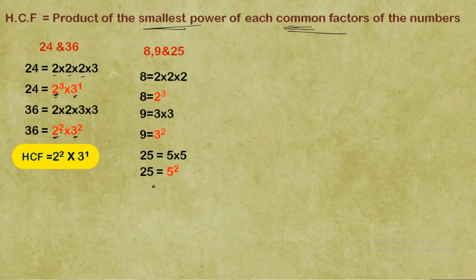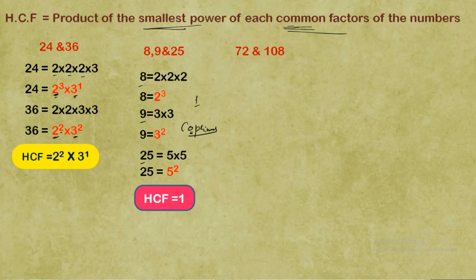When this type of case arises, we have to remember that 1 is a factor of every number. Since we have no other prime numbers common, obviously the HCF will be equal to 1. Simply speaking, these three numbers 8, 9 and 25 are co-primes. Whenever the HCF becomes 1, those numbers are called co-primes. So let us see one more example.